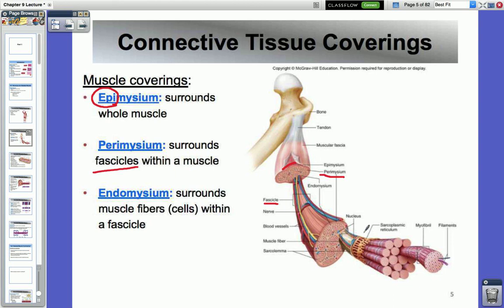This bundle here is called a muscle fiber. This entire thing here is called a muscle fiber. And the muscle fiber is also surrounded by something called the endomysium. Endo means inside, so this is surrounded by the endomysium.